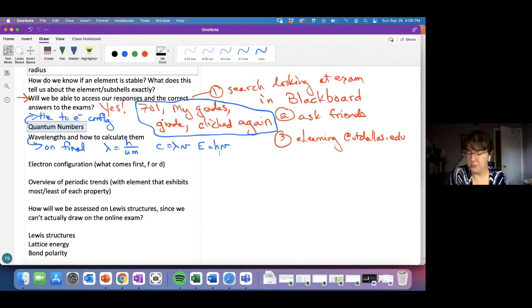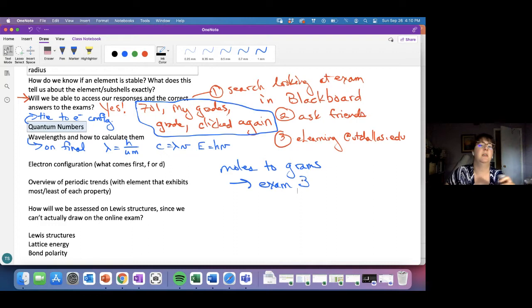One more thing on that note is things like moles to grams. This is something that will come back on exam 3. Moles to gram style calculations will come back, but again, you get a little bit of a reprieve. They won't be on exam 2, but they are on exam 3.